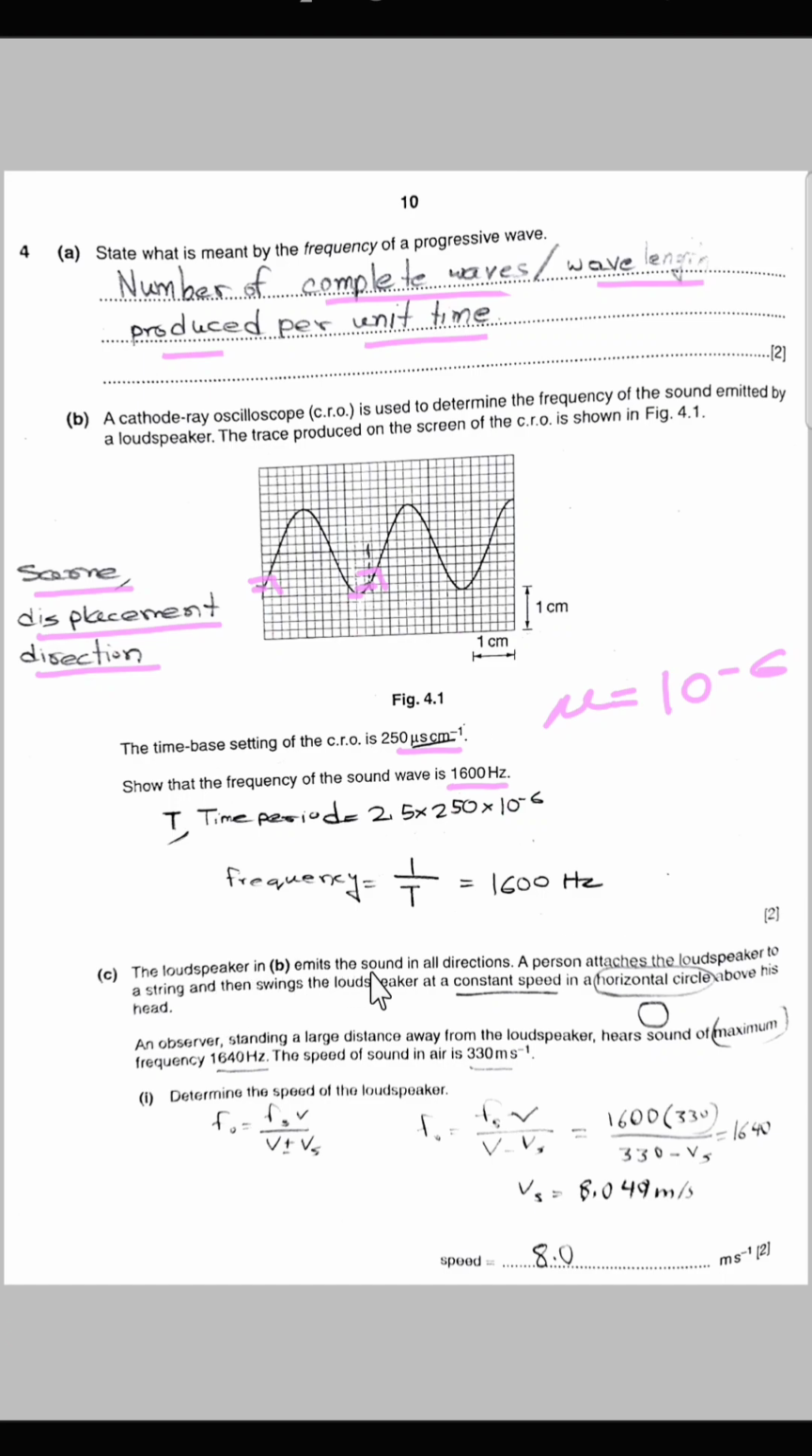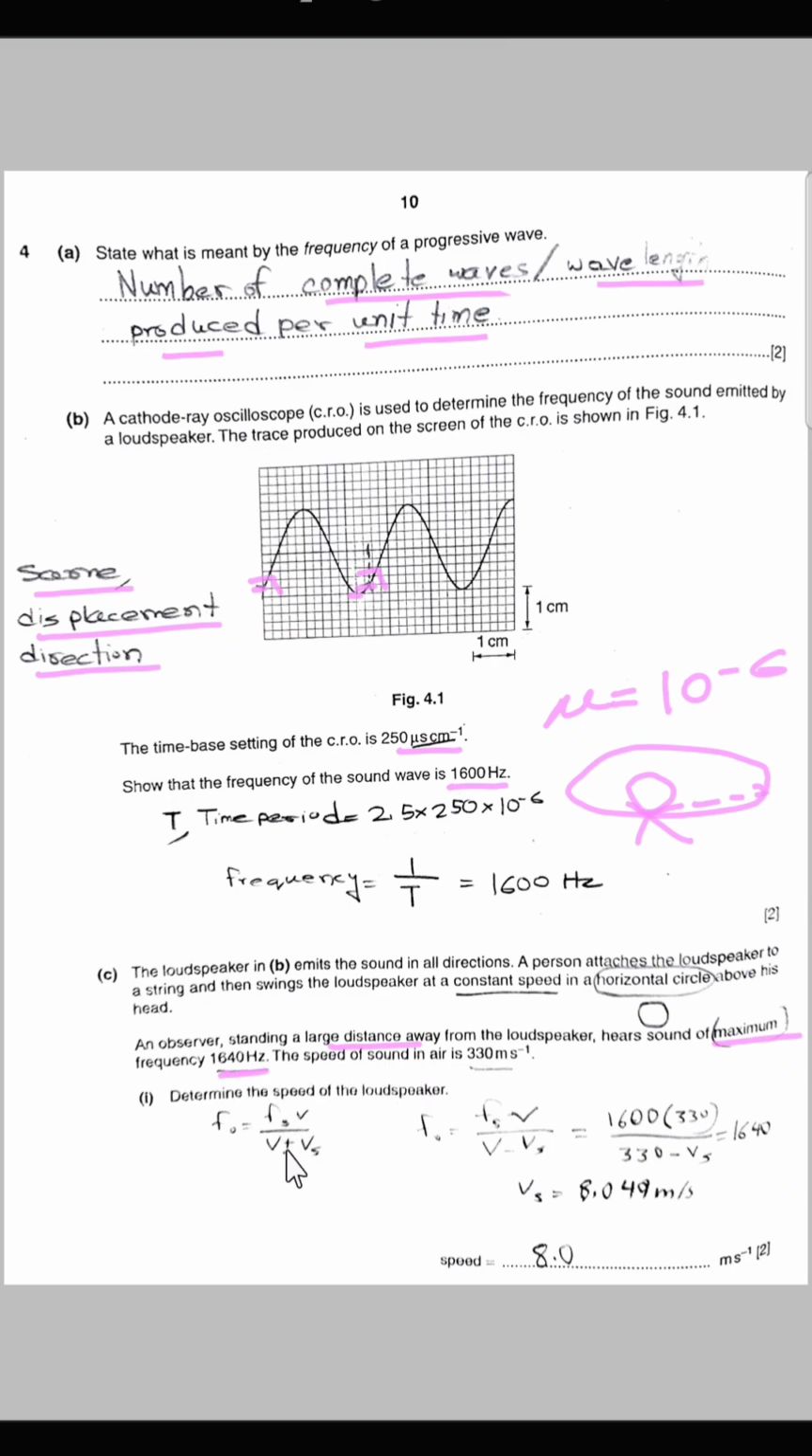The loudspeaker in B emits sound in all directions. A person attaches the loudspeaker to a string and then swings the loudspeaker at a constant speed in a horizontal circle about his head. Suppose this is a person who attaches the loudspeaker to a string and circles it around his head. Then an observer standing at a large distance away from the loudspeaker hears the maximum frequency.